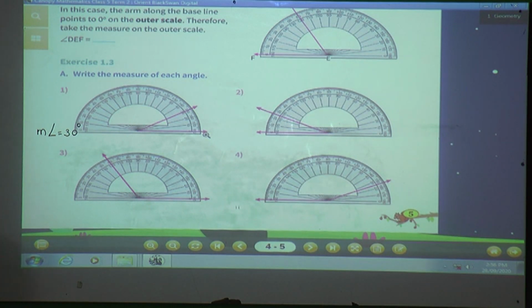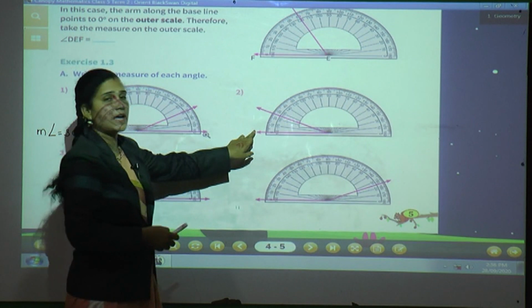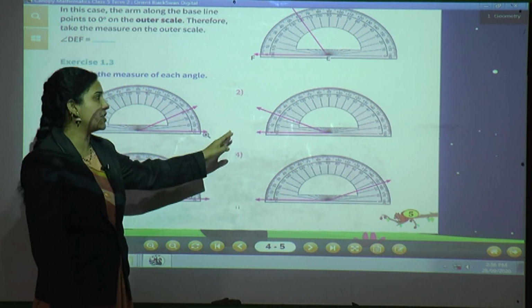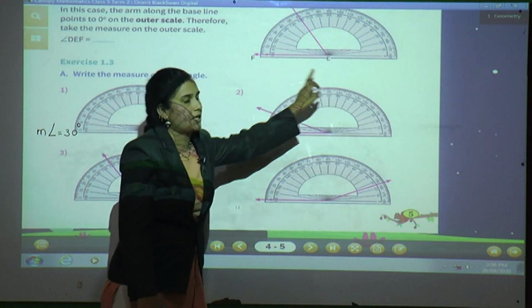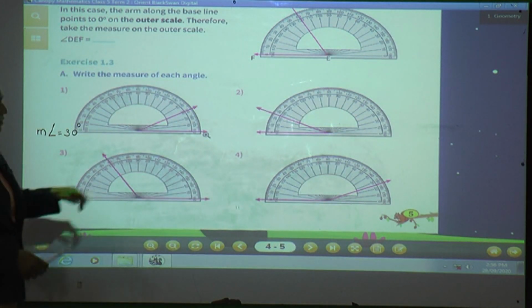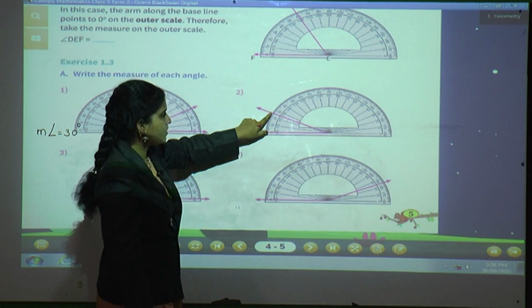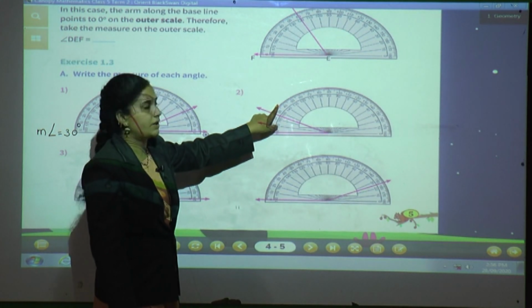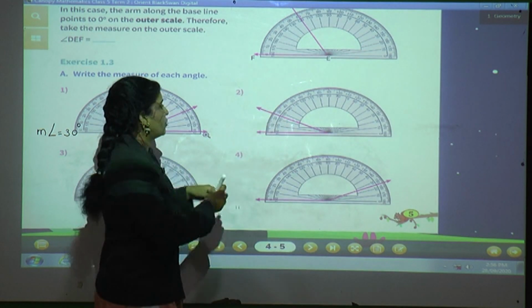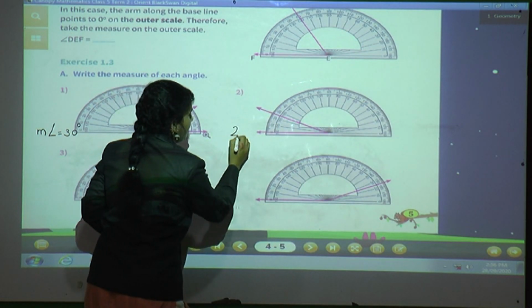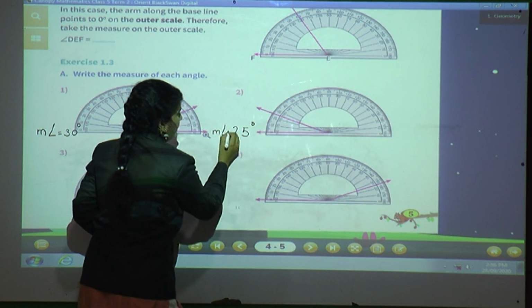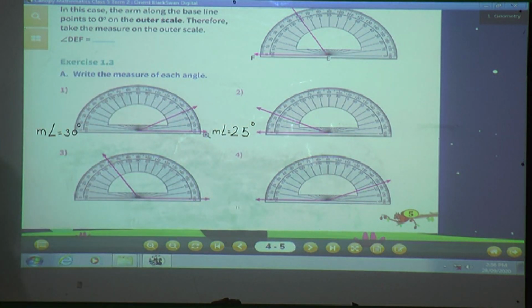Now second one, see here the arrow is on the left side, so we should measure it by the outer scale. Here the arrow is between 20 and 30, so it is 25 degree. 25 degree. Now third one.